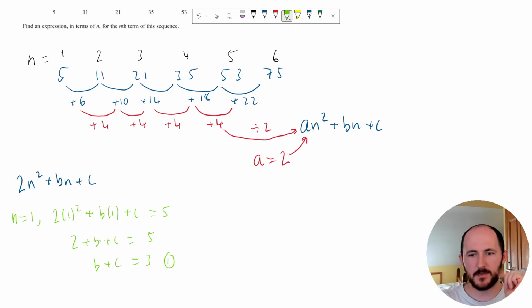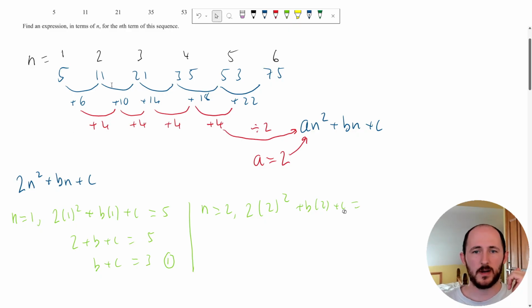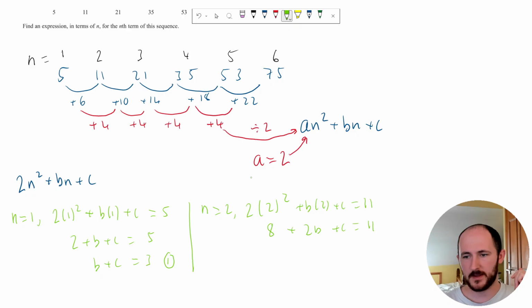We're going to do the same thing for n equals 2. I'm going to explain why I picked those two numbers in a second. It will make a bit more sense. So again, we sub it in. We get 2 times 2 squared plus b times 2 plus c. And what should that equal? It should equal 11, the second term in the sequence. So 2 squared is 4, times 2 gives me 8, plus 2b plus c equals 11. So we get 2b plus c equals 3.